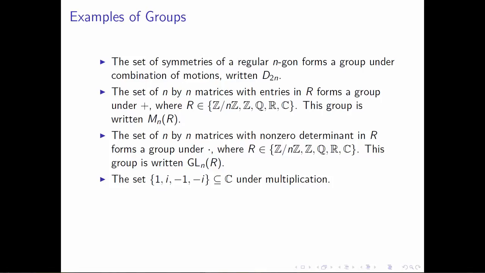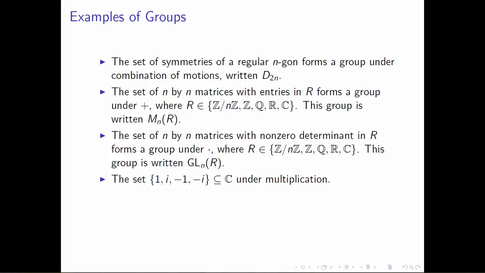Last but not least, let's take a look at the set 1, i, negative 1, negative i. This is a subset of the complex numbers, and this happens to form a group under multiplication. The product of 1 with any of these things is going to be themselves. i squared is negative 1, i cubed is negative i, and i to the 4th is 1, so that's closed under multiplication.